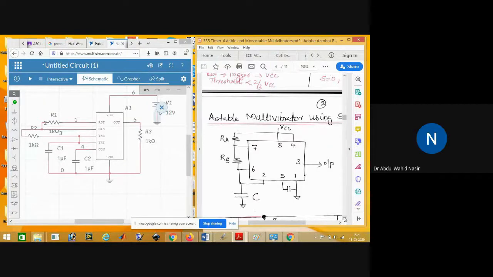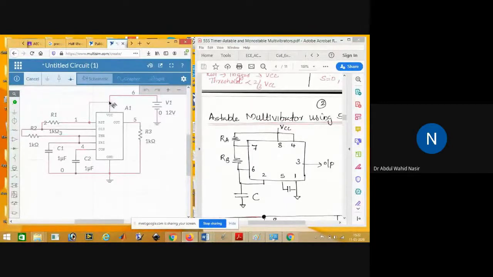On the right half of the screen you can see the circuit diagram we have studied, and the left side is the circuit diagram that we have just modeled for the simulation of the astable multivibrator. Now we can verify the connections one by one. Here we can see pin number 8 and 4 are shorted. What is pin number 4? Pin number 4 is reset, and pin number 8 is supply. We have not yet shorted this connection, so we will short it. This was missing.